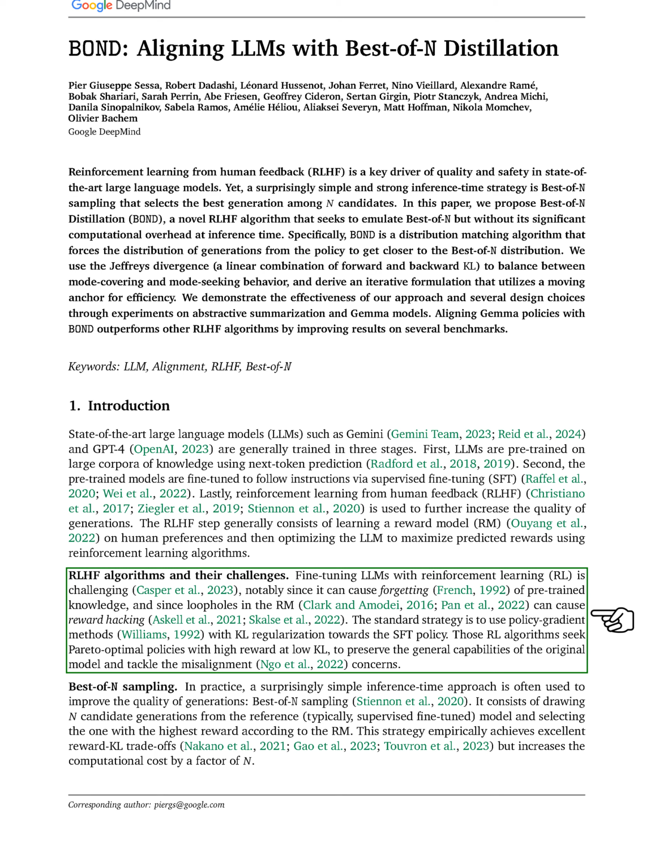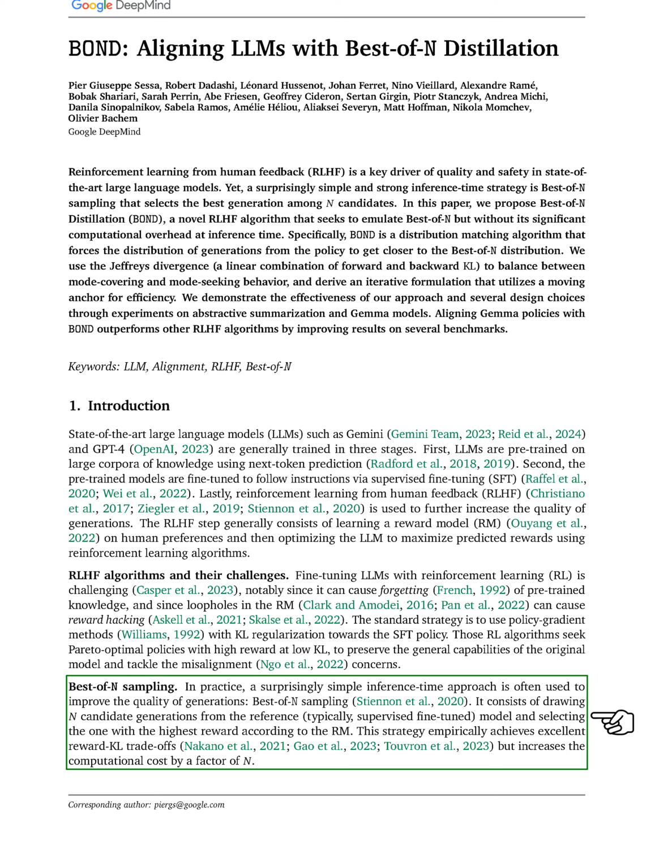To address these issues, we typically employ policy gradient methods that include regularization to maintain alignment with the SFT policy. These reinforcement learning algorithms aim to find optimal policies that achieve high rewards while minimizing the risk of misalignment. In practice, we often use a straightforward method called best-of-n sampling to enhance the quality of the model's outputs. This approach involves generating multiple candidate outputs from the reference model and selecting the one that receives the highest reward from the reward model. While this method effectively balances reward and computational efficiency, it does increase the computational cost significantly.